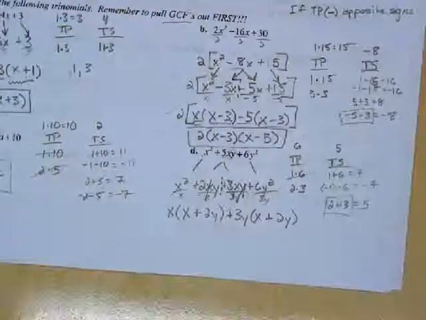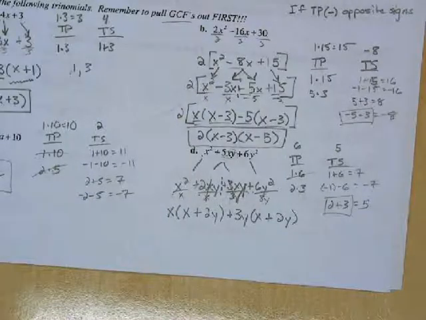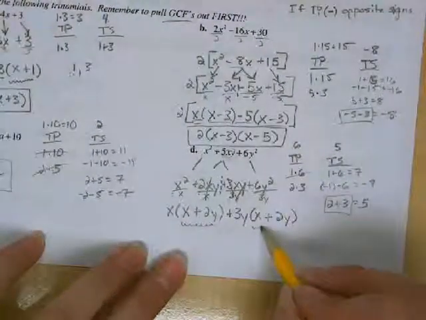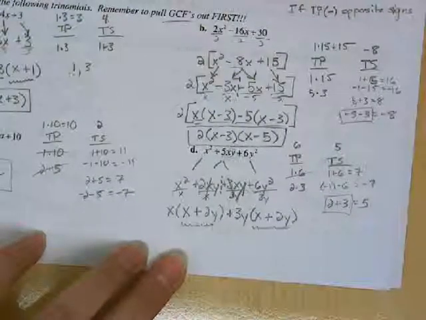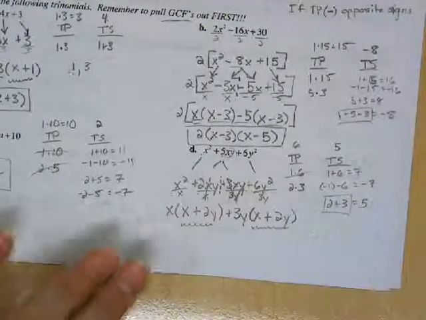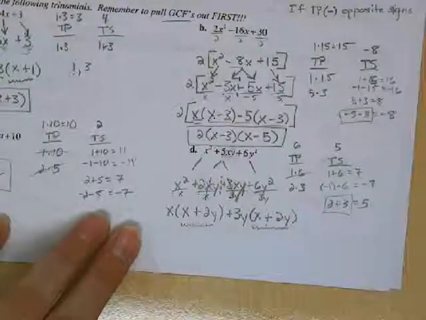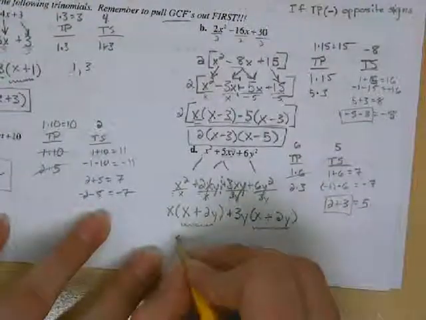Okay, x plus 2y. Amazingly, look what happens. I end up with 2 common factors: x plus 2y, x plus 2y. That's how I know I'm doing it right. If these two things are different, then I need to go back and try again. Okay, here we go. Pull that out front, x plus 2y.